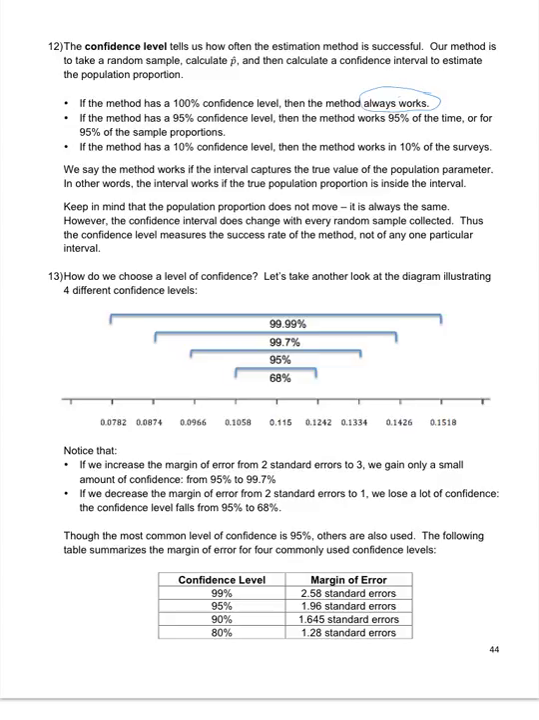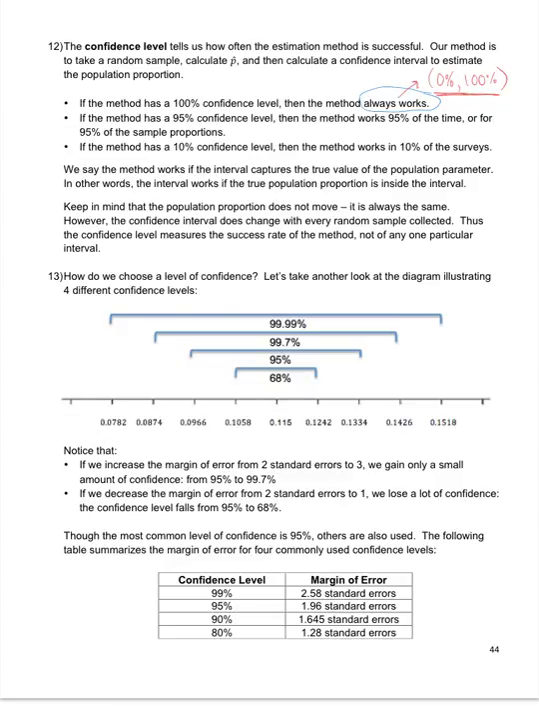And keep in mind up here, if we want an interval to always work, we're going to need to have our interval start at 0% and go all the way up to 100%. So although it's appealing to think about an interval that would always work, 100% confidence, this interval doesn't really tell us much about where P is.